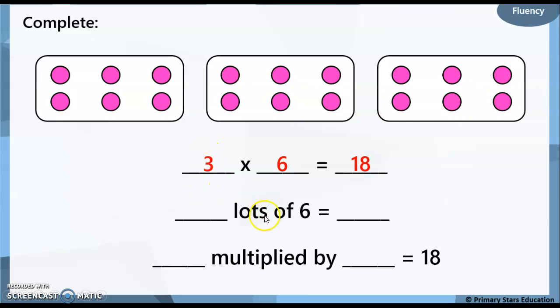We've got 3 lots of 6, which equals 18, and 3 multiplied by 6 equals 18. So this sign here can mean lots of, multiplied by, groups of, times. It all means the same.